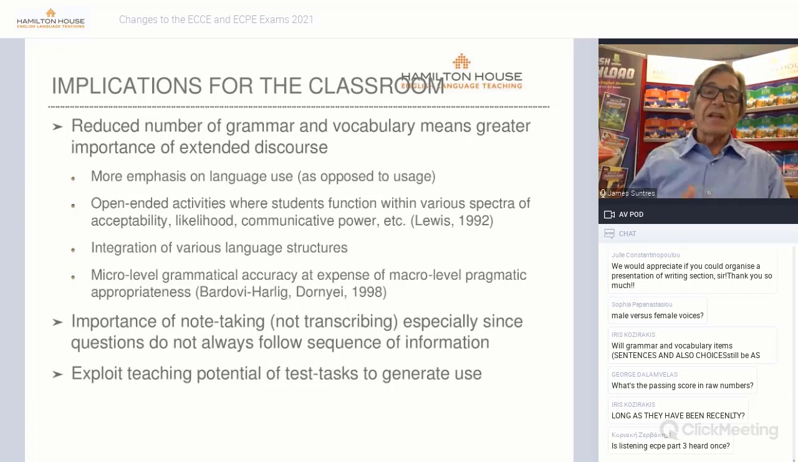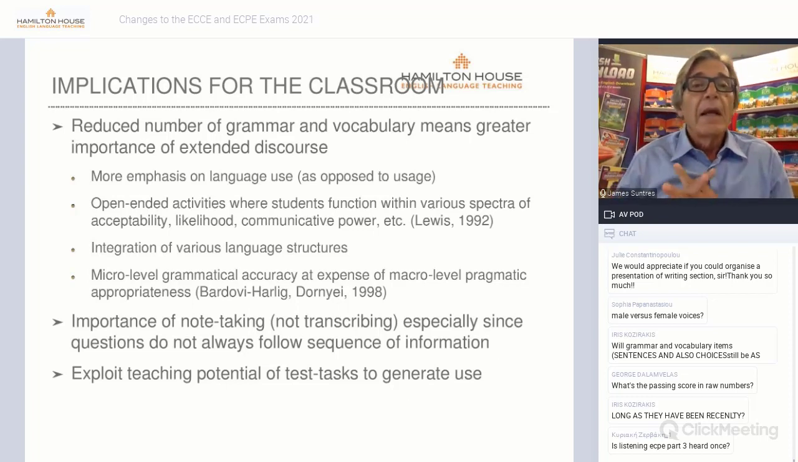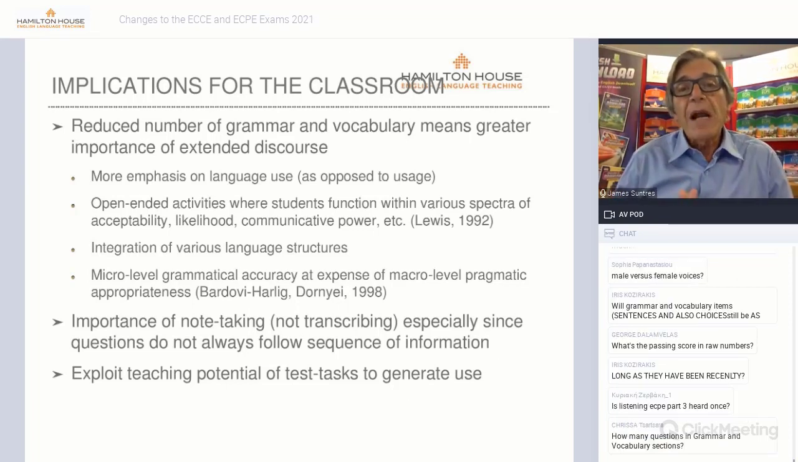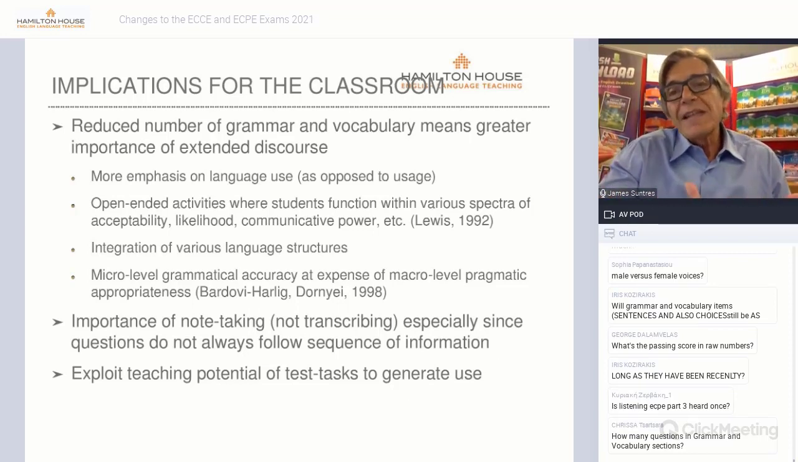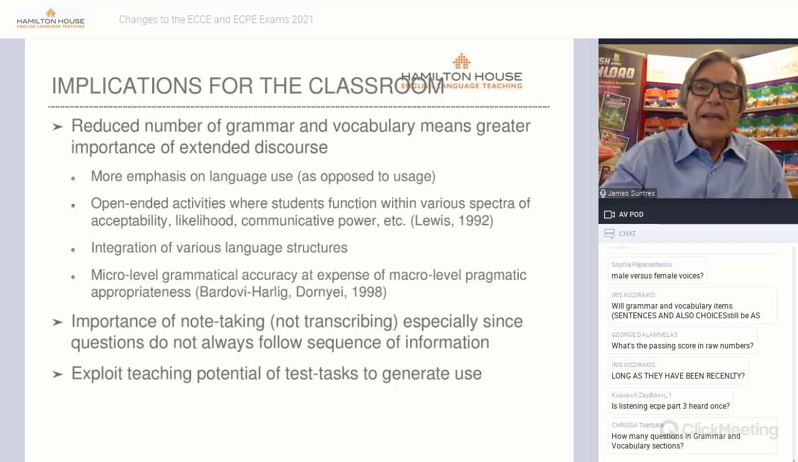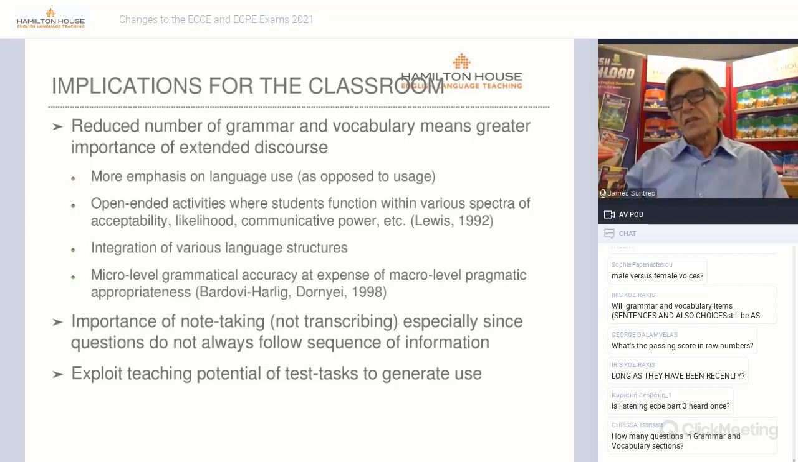So, implications for the classroom. The reduced number of grammar and vocabulary items, with the short discourse type items, means that on the exam itself, there's greater importance being given to extended discourse type items. So this means in the classroom, we should be giving more emphasis to language use as opposed to usage. This borrows a term that Widdowson coined back in the 80s: use, meaning actually using language to do things.